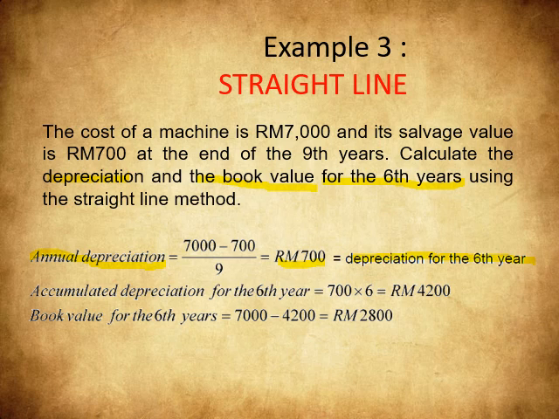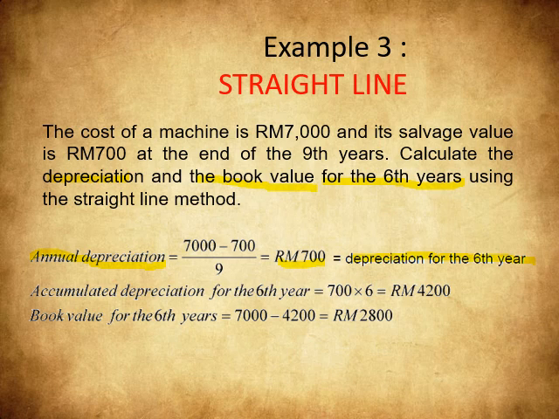Soalan yang kedua, find the book value for the 6th year. So untuk cari nilai semasa untuk tahun ke-6, we need to find the accumulated depreciation for the 6 years. So accumulated depreciation yang terkumpul. Setiap tahun 700, bila 6 tahun kita kali dengan 6, we get 4,200. So book value for 6 years, beli 7,000 minus dengan susut nilai selama 6 tahun, you get 2,800. So ini adalah nilai semasa dia untuk tahun ke-6.